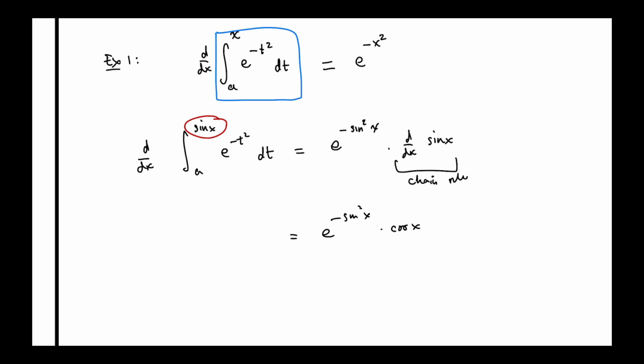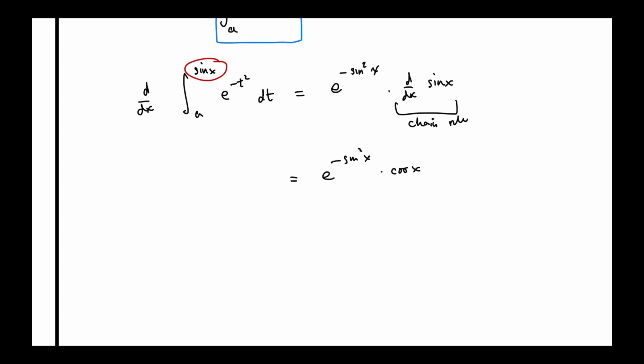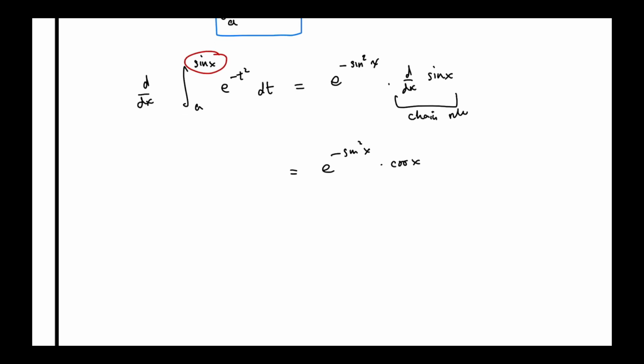Okay, good. So what was the other version of the fundamental theorem? It was about antiderivatives, right? So we could have done this problem if we knew this represents an antiderivative of e to the minus t squared. And if we knew such an antiderivative, we could have used the other version of the fundamental theorem.